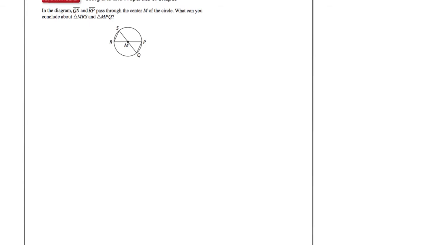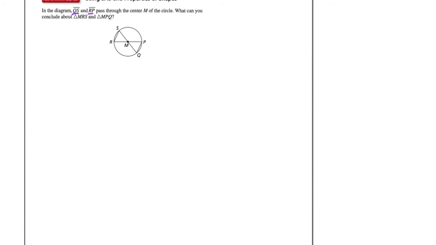So now we're going to do another example using SAS. And this one's good because it has a slightly different type of diagram. We're so used to seeing just triangles by itself. So this is a good example of that. Let's look at what they've told us. They have told us that QS and RP pass through the center.